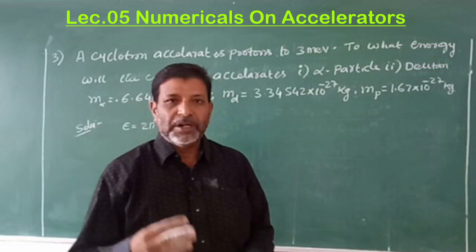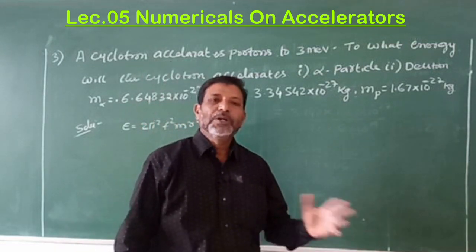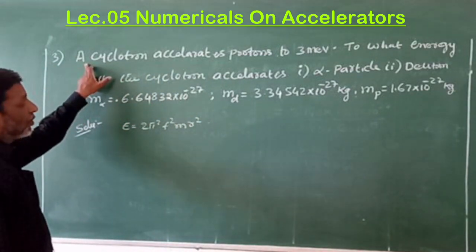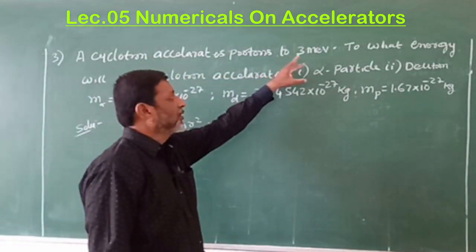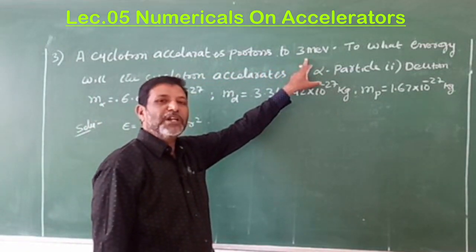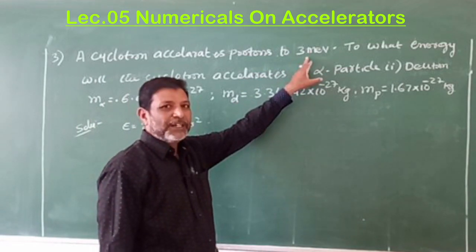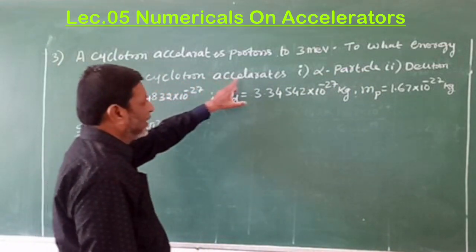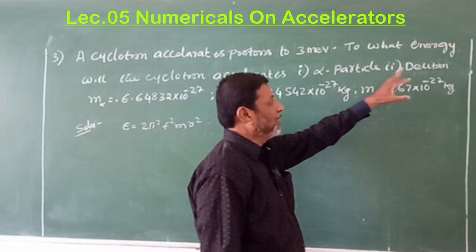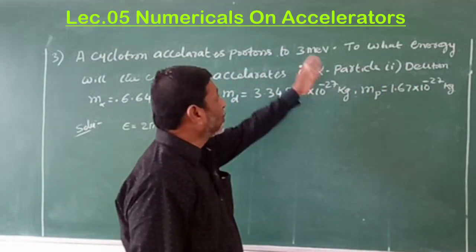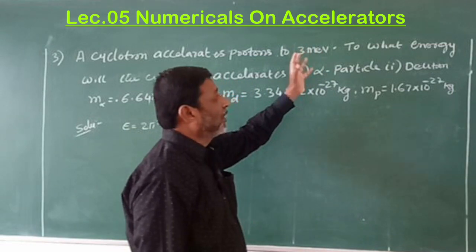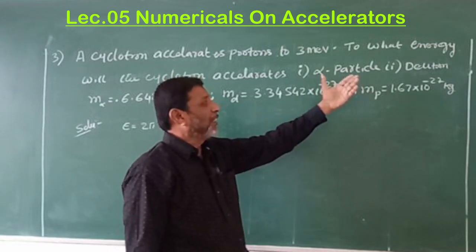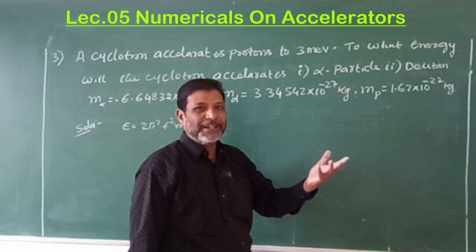My dear students, after solving the two problems, now let us come to one more problem, the third problem. Carefully see here: a cyclotron accelerates the proton to 3 million electron volts. That means the proton is accelerated to this much amount of energy. Now he is asking to what energy will the cyclotron accelerate an alpha particle and a deuteron. That means if the proton is accelerated to 3 million electron volts, then by using the same cyclotron, to what energy can the alpha particle and deuteron be accelerated, that you have to calculate.